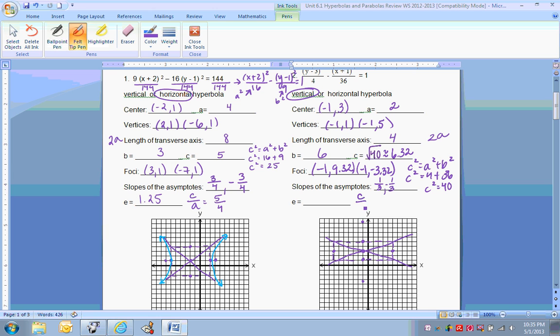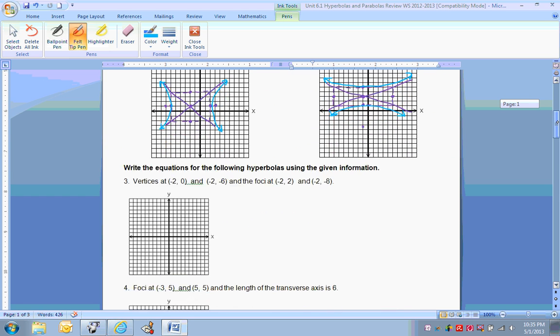My e value is always c over a, so it's going to be the square root of 40 over 2. And when you enter that in your calculator, you get 3.16. Then I go ahead and draw my curve in. It's going to go through my vertices and approach my asymptotes. And there's my hyperbola. Okay, moving on.